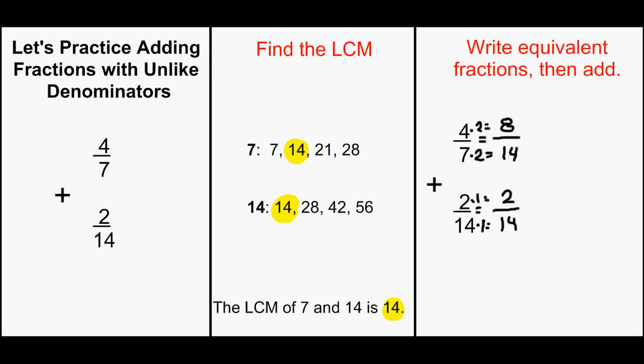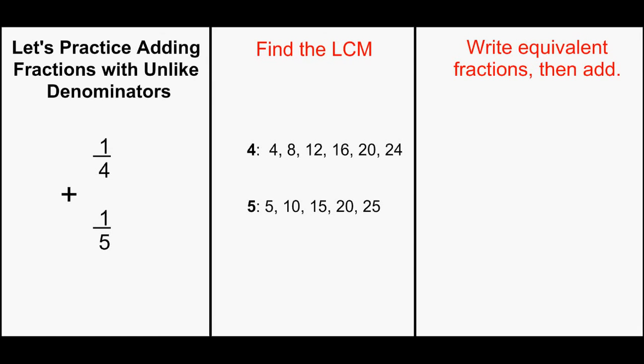Well, that makes sense. Now that we have common denominators, let's add our numerators. 8 plus 2 is 10. 10 fourteenths. The denominator stays the same. Of course, this can be reduced. 10 fourteenths can be divided by 2 on the top and 2 on the bottom, which gives us an answer of 5 sevenths.